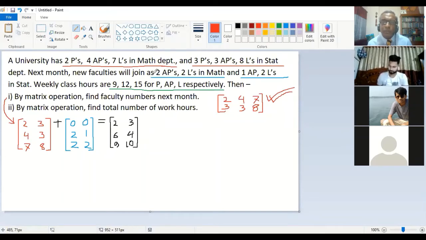So if you can understand the problem, if you can interpret the problem with the help of a matrix properly, so that you can solve this by using matrix operations, then it's fine.